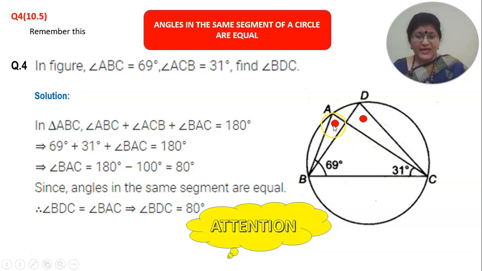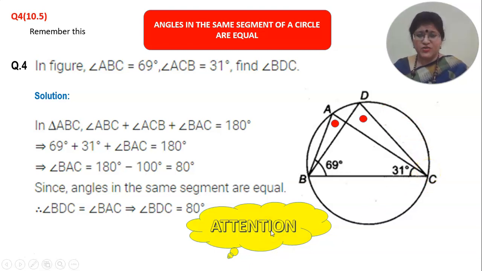Now if angle A is 80, which is the other angle in the same segment? Angle D. So angle D will also be 80. Now students, if you are confused as to how to find which are the angles in the same segment, the clue is look for the chord, and from the start of the chord and the end of the chord, look for angles formed on this part of the circle. So you will get the angles lying on the segment of a circle.